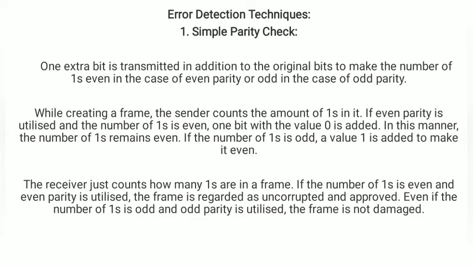While creating a frame, the sender counts the number of ones in it. If even parity is utilized and the number of ones is even, one bit with the value 0 is added. In this manner, the number of ones remains even. If the number of ones is odd, a value of 1 is added to make it even.